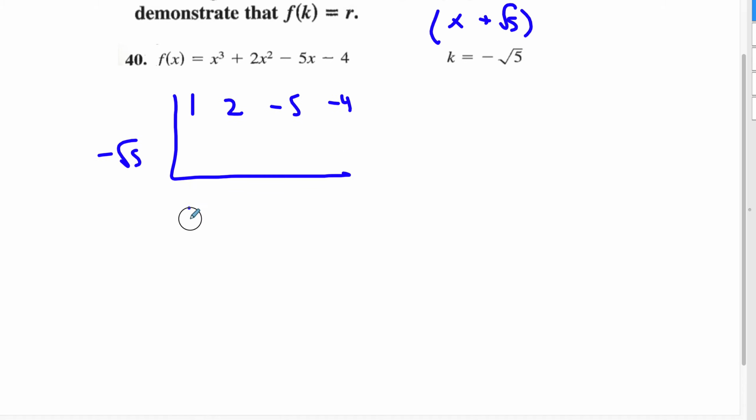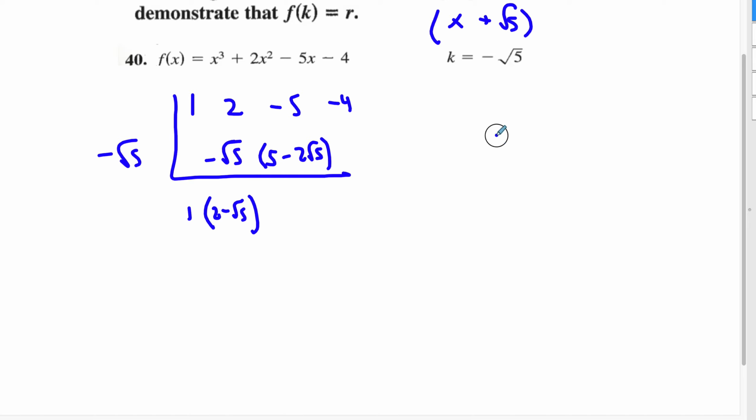So I bring the 1 down, then I multiply. This is easy, minus root 5. Now, don't go decimal, because this ends up being 2 minus root 5, right? 2 plus a negative root 5. Now I'm going to distribute. Now, negative root 5 times 2 is a negative 2 root 5, and then negative root 5 times a negative root 5 is going to be a positive 5.